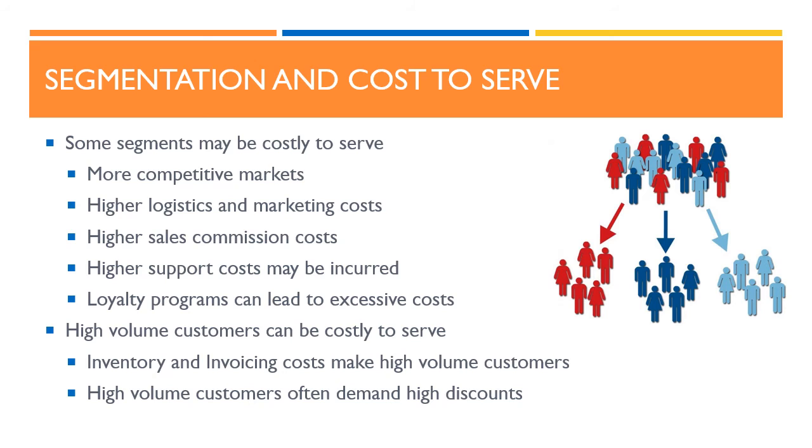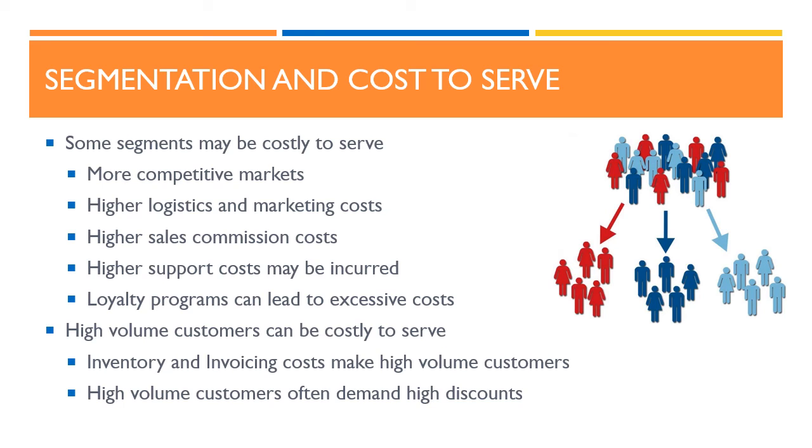Here are some typical observations we will find as we analyze customer profitability. Some segments may be costly to serve. This may be due to the segment having higher levels of competition and requiring more investment to deliver sales. Some segments may have higher logistics and marketing costs due to prevailing economics or distance. Some may command higher sales commission costs. This may be because they are high revenue earners, despite delivering lower margins. Some products or services may require higher support costs. These should be factored into pricing, but this fact is often neglected.